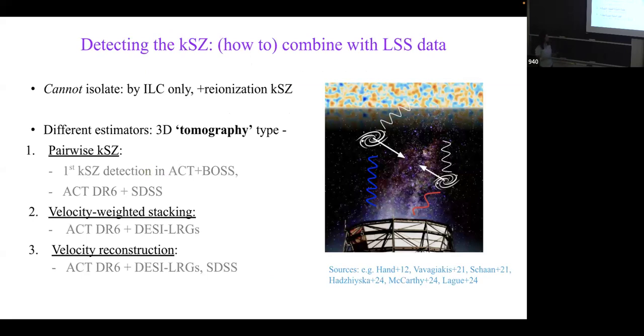And how do you actually detect the kSZ in CMB data? So a key thing is that the kSZ effect does not change the blackbody spectrum of the primary CMB.